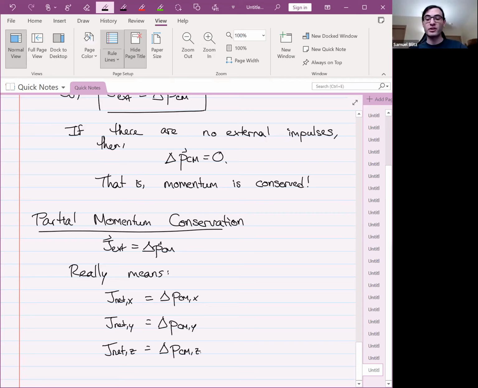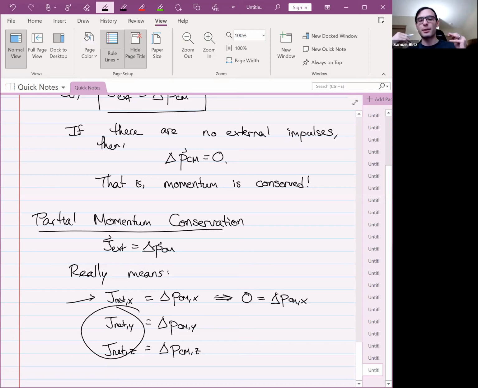And so if, for example, we knew that this one was 0 and the others we didn't know were 0, maybe a good example might be projectile motion, right? Let's say you shoot a cannonball. Assuming there's no friction, there are no external forces in the x direction, in the horizontal direction, right? So in that case, this equation would give us 0 equals delta p cm x, even though there might be impulses in the other directions.